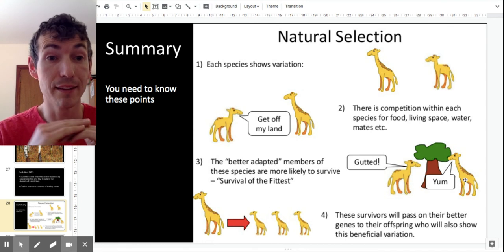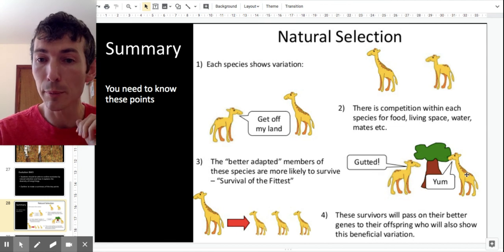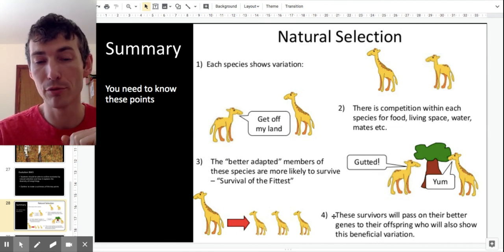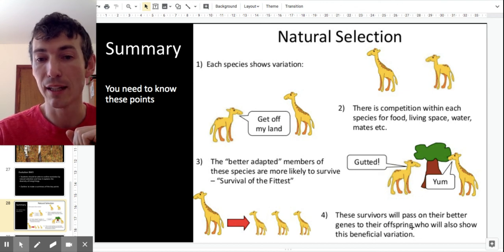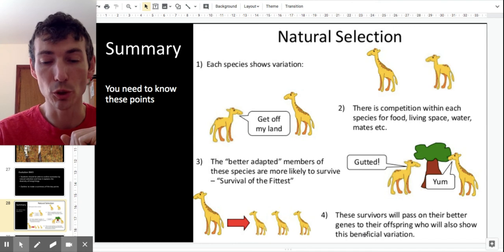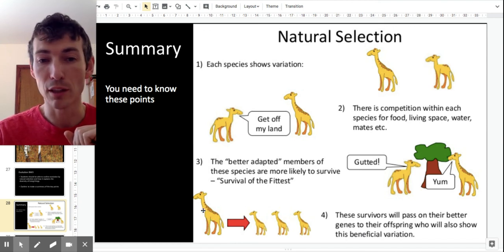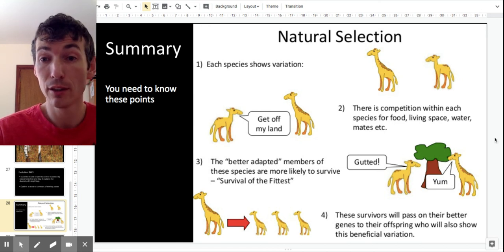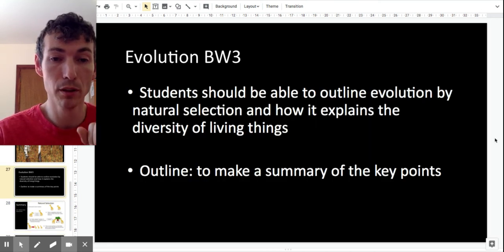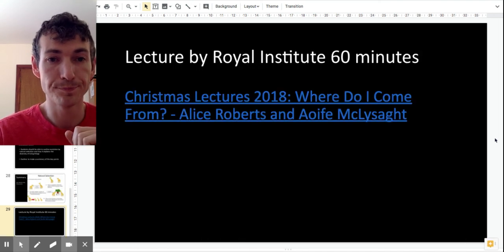Giraffes with long necks, they're the ones that we see today because they have long necks and they have survived. Now, because they have survived, they are able to reproduce. So these survivors will pass on their better genes to their offspring, who will also show this beneficial variation. So here we've got the giraffe with the long neck making some babies also with long necks. Okay, really important slide. That is your summary. From our whole learning outcome, you need to be able to reproduce this in your exam. That's a summary of it.